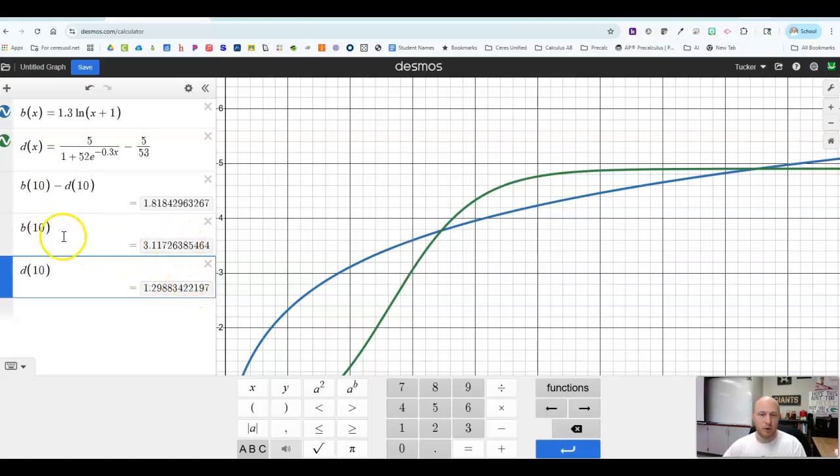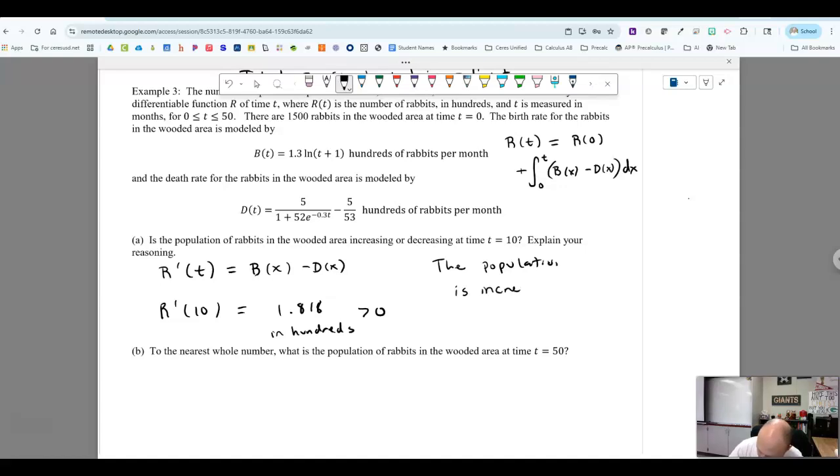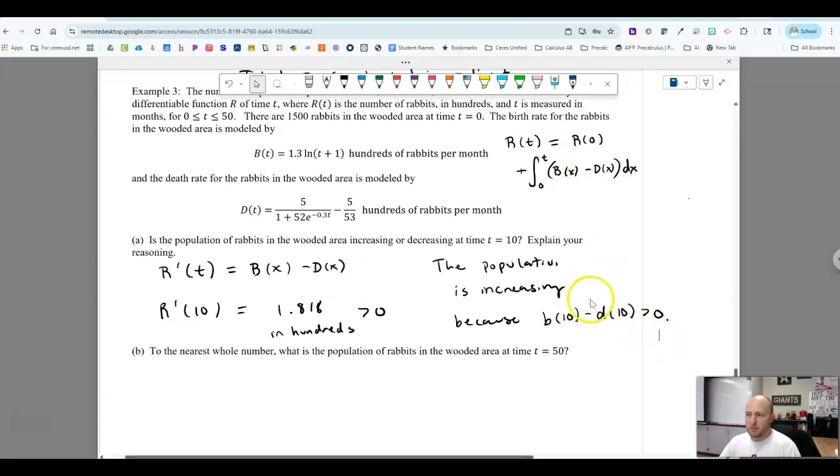And you can say since the birth rate is bigger than the death rate, then the population is increasing. Okay, so that's another way. So we're going to go ahead and say the population is increasing because B of 10 minus D of 10 is greater than 0. Okay, and that's what you need. You need to reference the birth rate and the death rate.